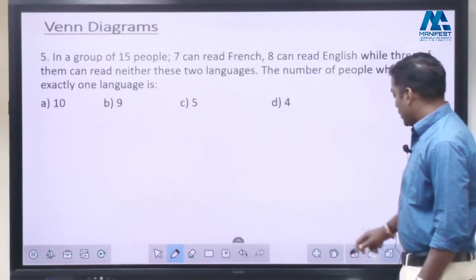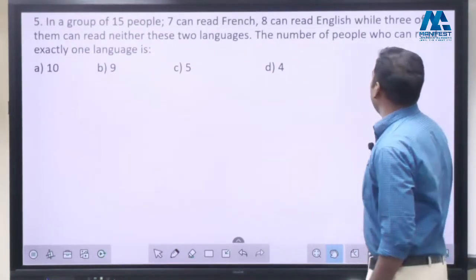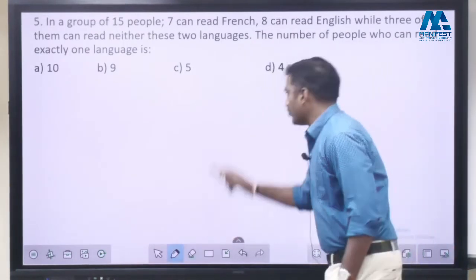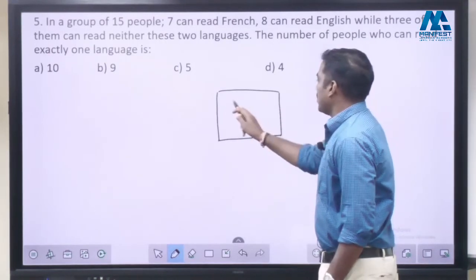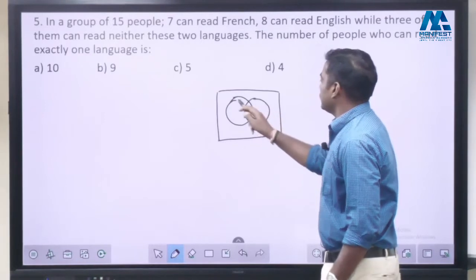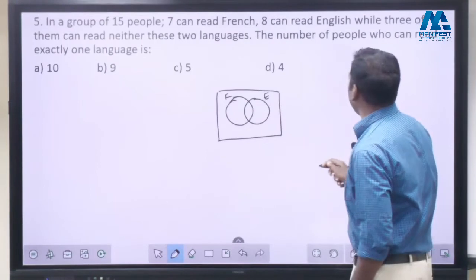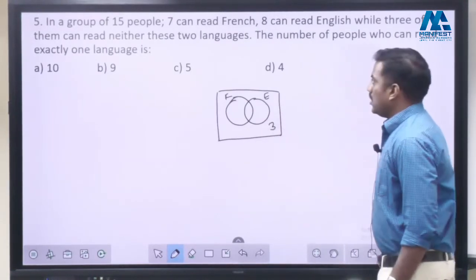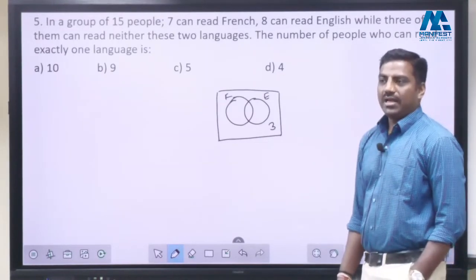Next. In a group of 15 people, 7 can read French and 8 can read English, while 3 of them can read neither. French, English, and the outsider is neither. So how many of them can't read anything? 3. Out of 15 people, I have marked 3. How many are remaining? 12.